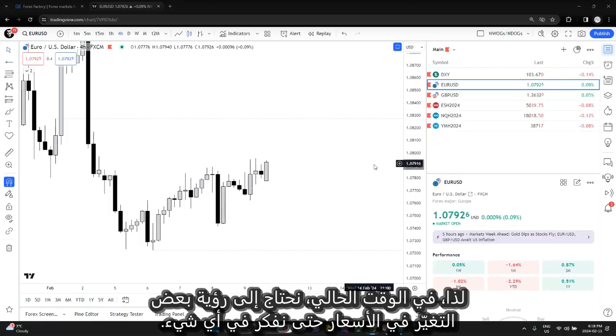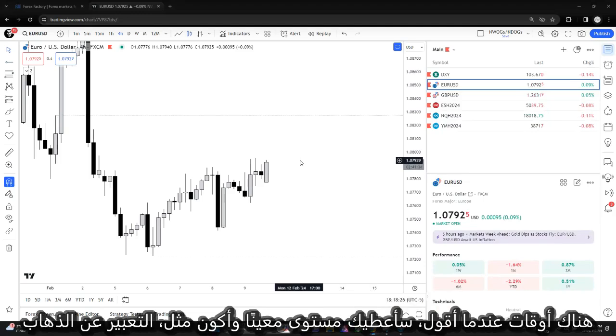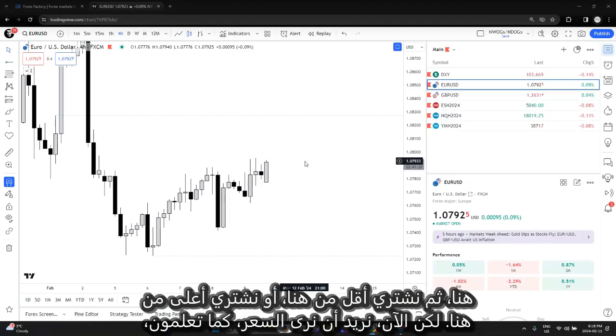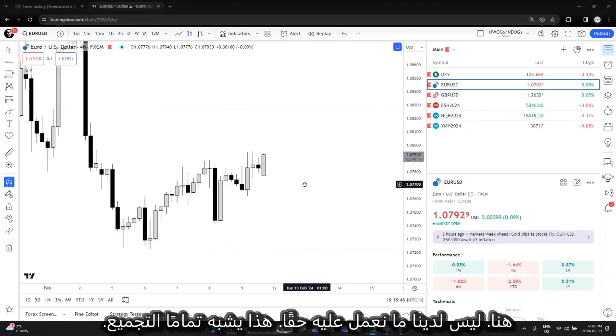So right now we need to see some displacement in price for us to consider anything. There are times when I would give you a specific level and say, I expect price to go here, then we buy below here, or we buy above here. But right now we want to see price get to either here or below here and show us some market structure, something to work with. Right here, we don't really have anything to work with.